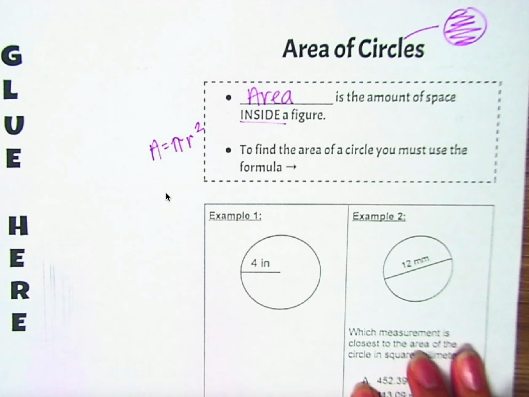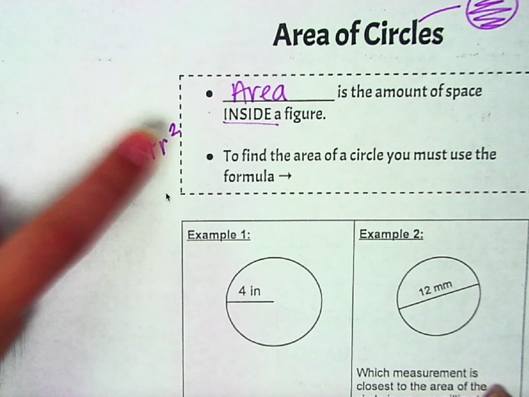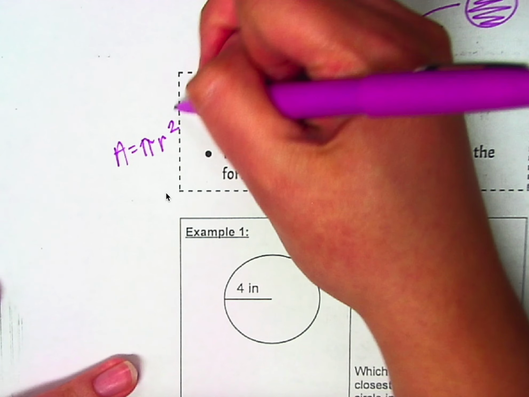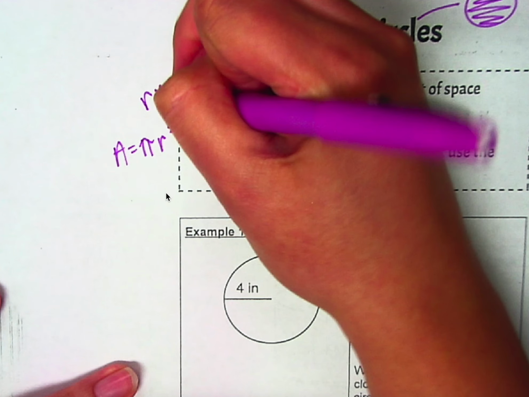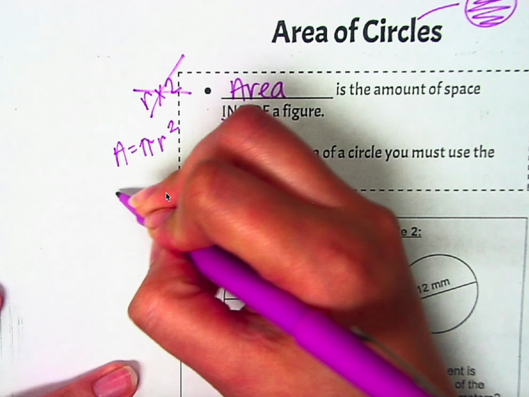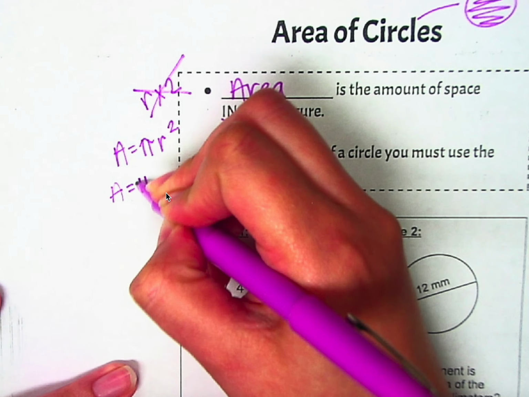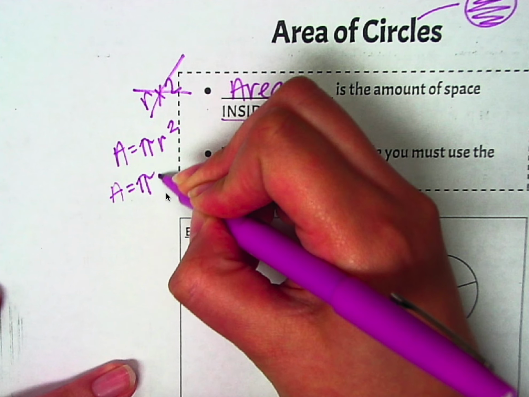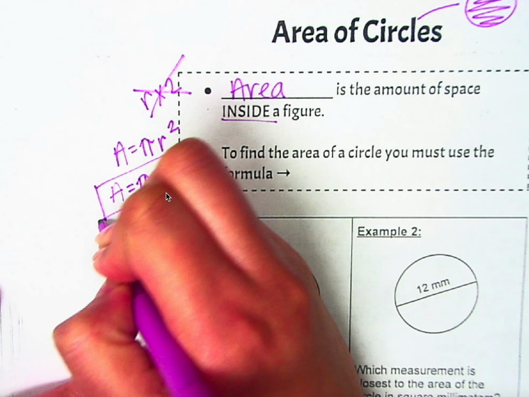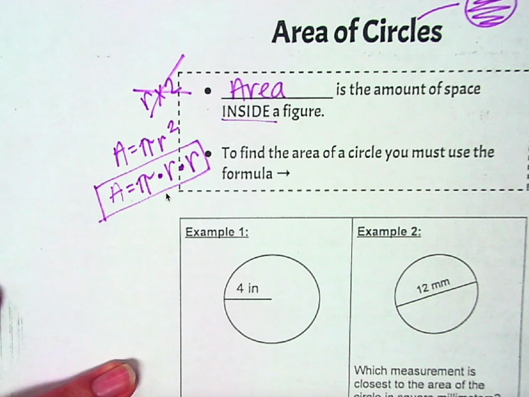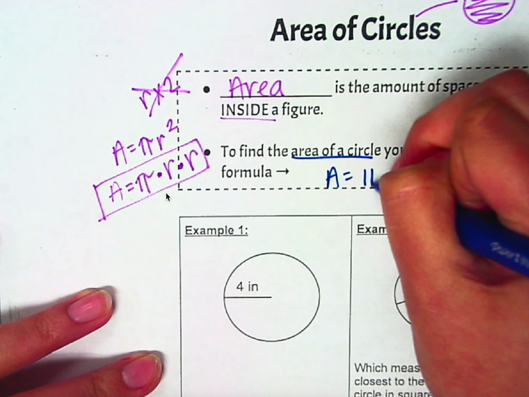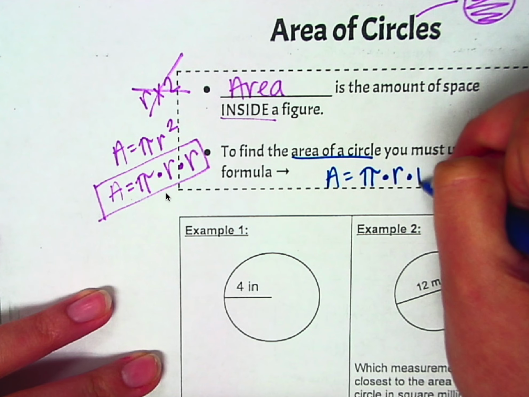Now, we're not going to go into too much detail about the squared part, this 2 right here. But what we are going to do is break it down, because a lot of students think that r squared means r times 2. That is not what it means. Okay, put an X on that. What it means is A equals pi, and this r squared means r times r. Okay, that's the formula you're going to be using for area of a circle. I also want you to write it right here. The formula for area of a circle is A equals pi times r times r.